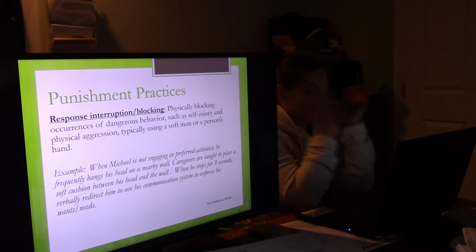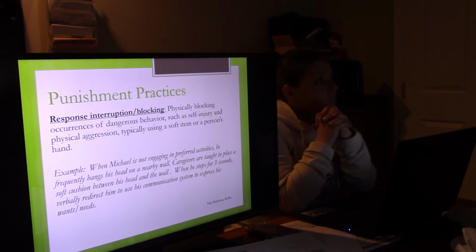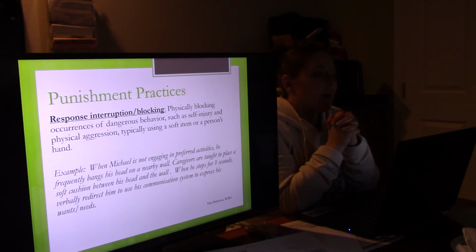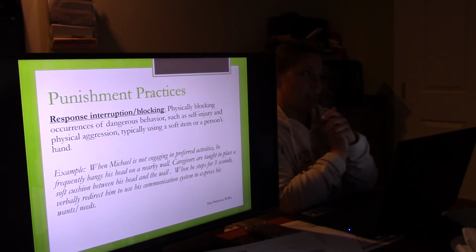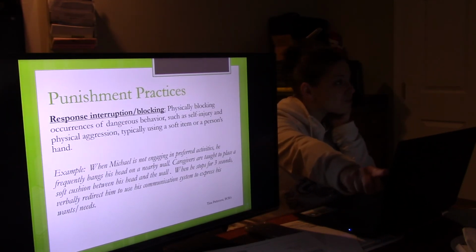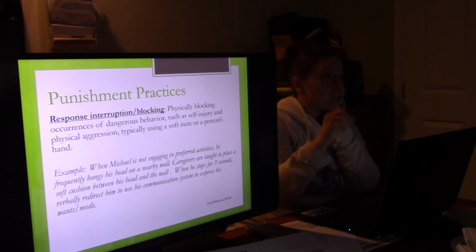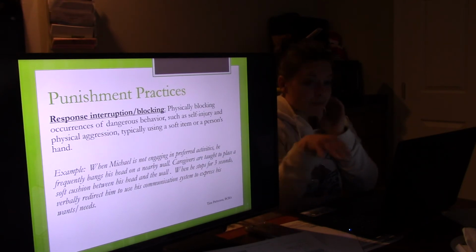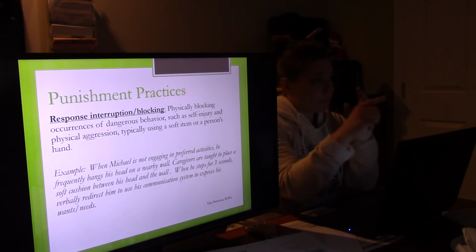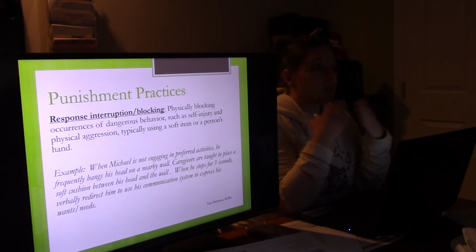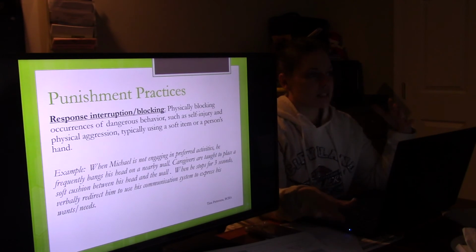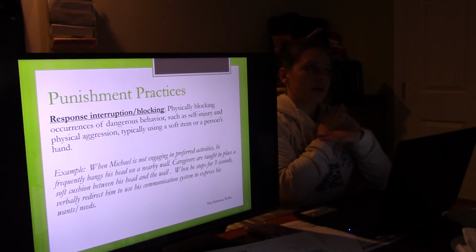Punishment practices. Response interrupting or blocking. So if they're playing in the water at the sink, we've already given them all their positive reinforcement. We've shown them how to wash their hands appropriately. We have given them gesturals and visuals, pictures of what they're supposed to do to wash their hands. There's not a picture of playing in the water on the counter. We point to the right one. We're giving them all the reinforcers possible, but as soon as they start playing in the sink, now we're going to make sure that they can't complete that behavior.